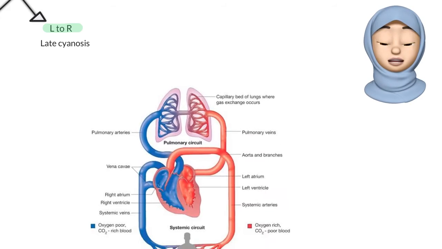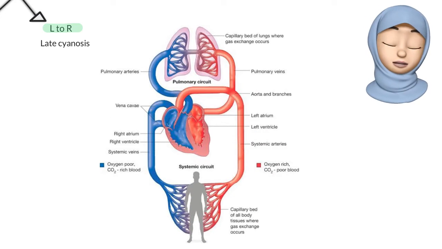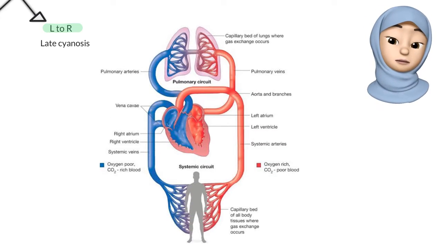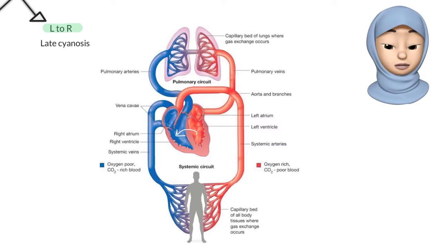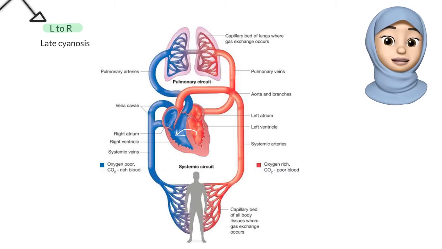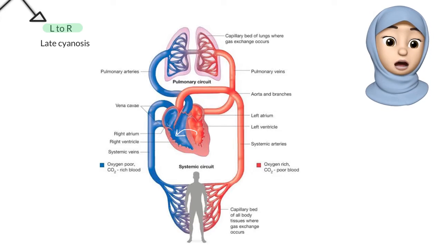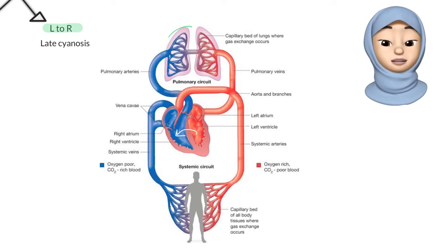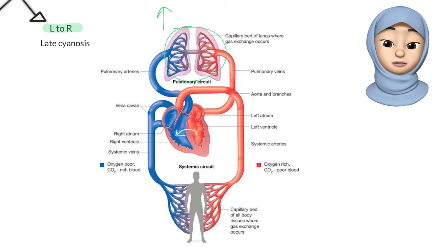In left to right shunts, blood is flowing from the left side of the heart back into the right side of the heart. This causes an excess of blood passing through the pulmonary circulation. Over time, this causes pulmonary hypertension.